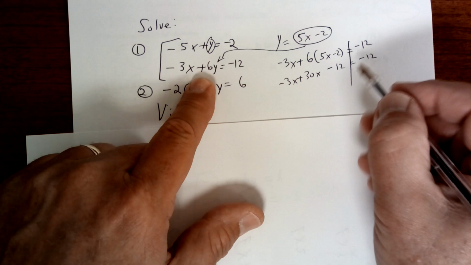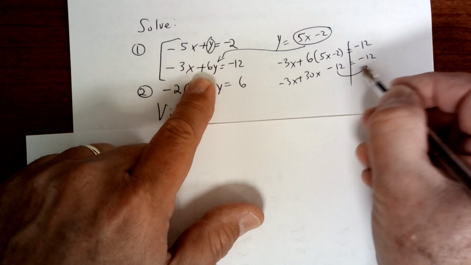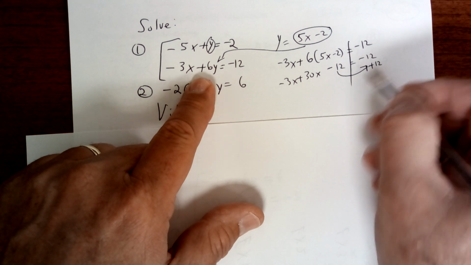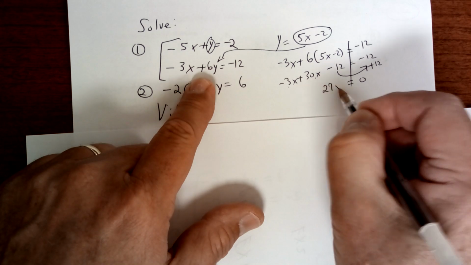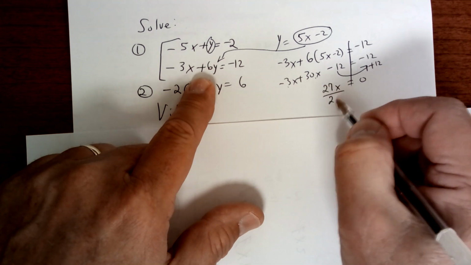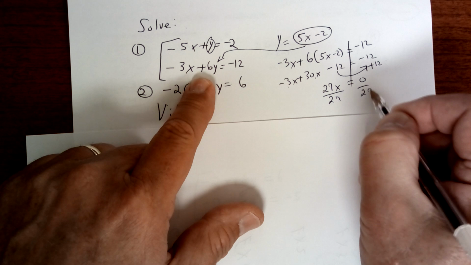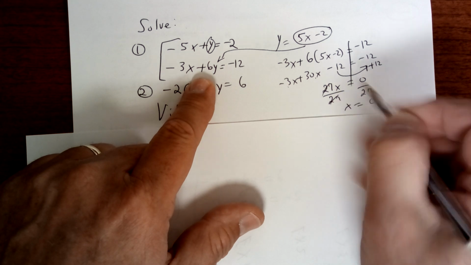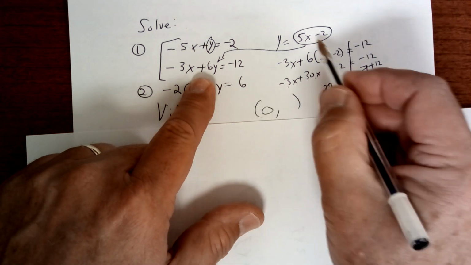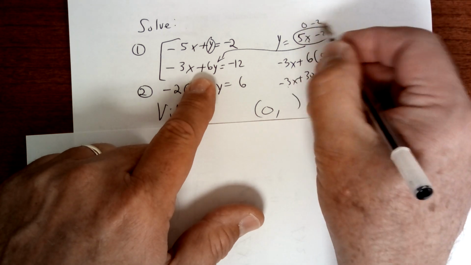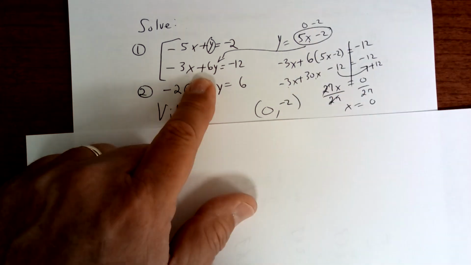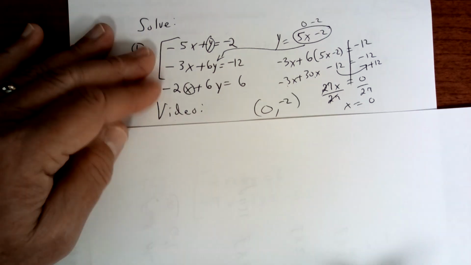I'm going to move the 12 over here. That's going to become a plus 12. That's going to give me 0. This is going to give me 27x. When I divide by 27, I get x equals 0. And if I put a 0 here, 5 times 0 is 0, and 0 minus 2 is a negative 2. Okay, there it is.